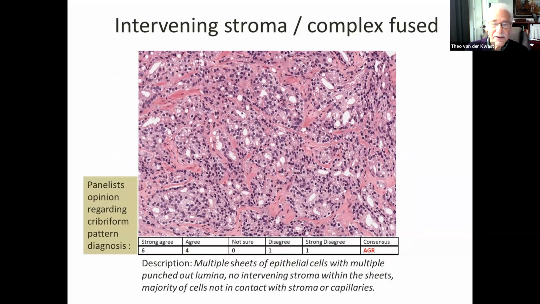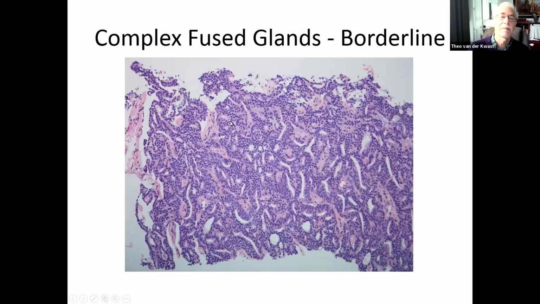The description is that this represents multiple sheets of epithelial cells with multiple punched out lumina. They're easily visible, no intervening stroma within the sheets. So you have separate sheets. There is a bit of stroma between the sheets, but within the sheets, there is no intervening stroma. And the majority of cells are not in contact with stroma or capillaries, which is a kind of ancillary argument.